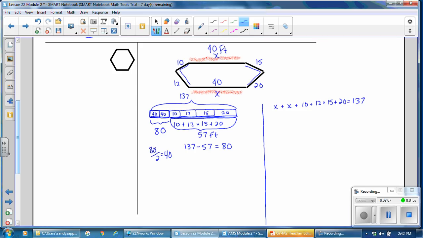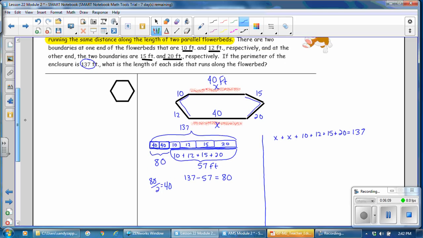Now let's check and see if we've answered the question. The question is asking, the perimeter of the enclosure is 137 feet. What is the length of each side? So the length of each side is 40 feet.